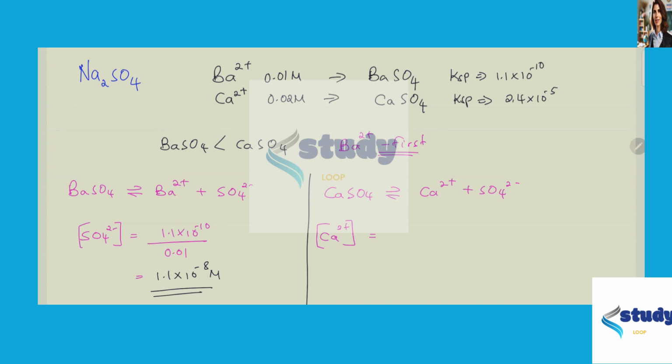So we're going for calcium sulfate KSP, 2.4 times 10 to negative 5 divided by 1.1 times 10 to negative 8. And I'm getting a 2.181 molar, which is basically huge.